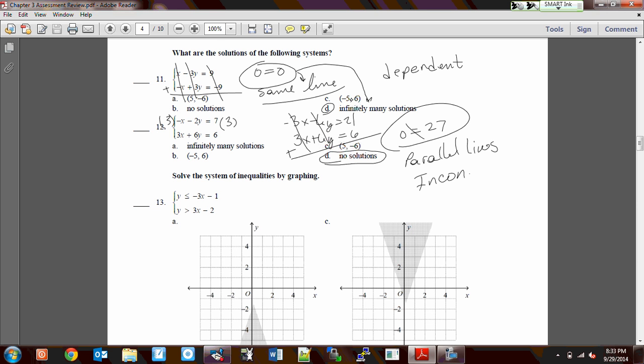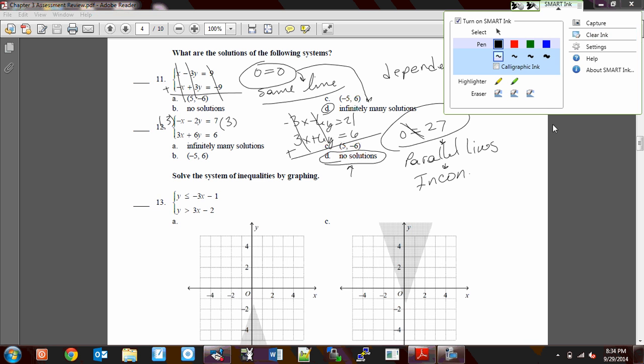All right, so 0 equals 0, it's the same line, infinitely many. 0 equals number, like in this case, 0 equals 27, obviously it does not, but this is what our system gave us. So it means that it's parallel lines, so it's an inconsistent system, which means there are no solutions. No solutions. No way to solve that. All right, moving on.